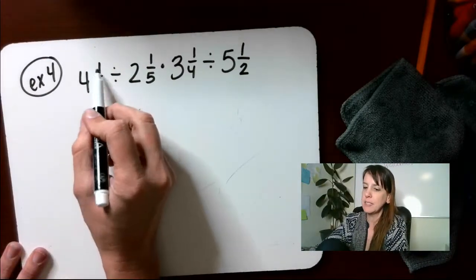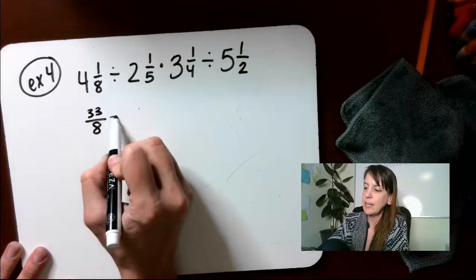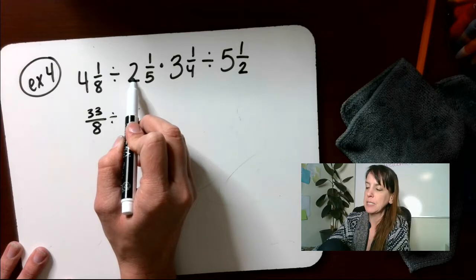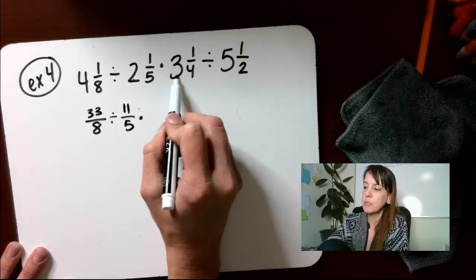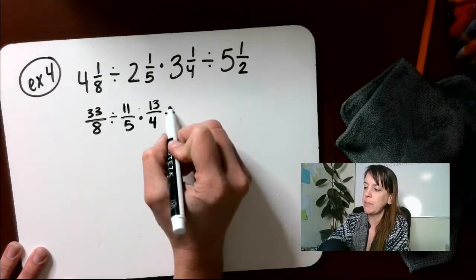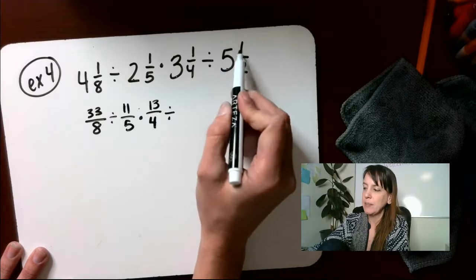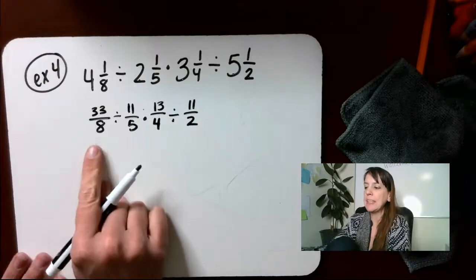This times this plus this gives me 33 over 8, divided by 5 times 2 is 10 plus 1 more is 11 over 5, times 4 times 3 is 12 plus 1 is 13 over 4, divided by this times this is 10 plus 1 is 11 over 2. So we're going to keep anything that's in front.